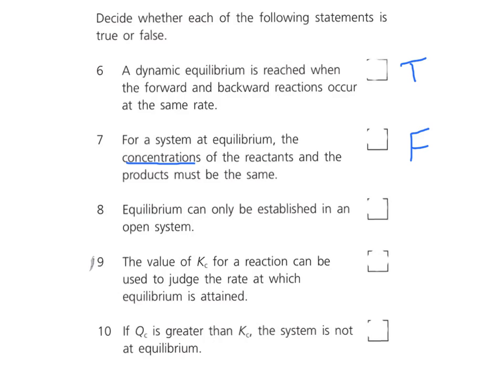Think of ice tables that you've done. How many times have the reactants and the products had the same concentrations on the equilibrium line of an ICE table? That almost never happens. Equilibrium can only be established in an open system. That is false. It happens in a closed system.